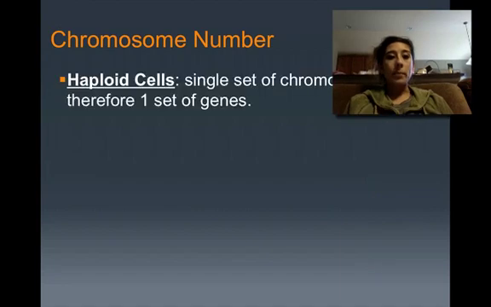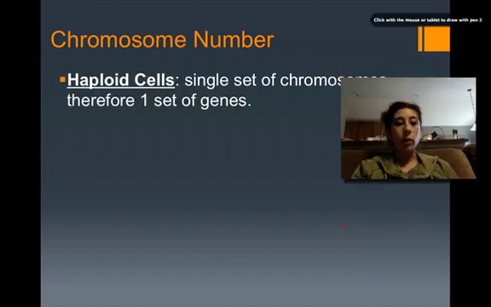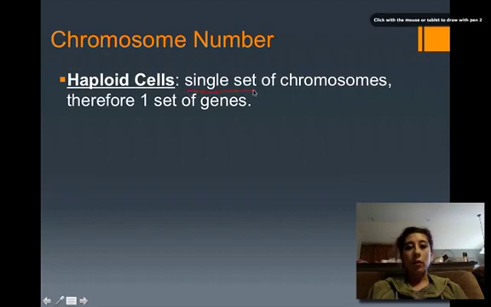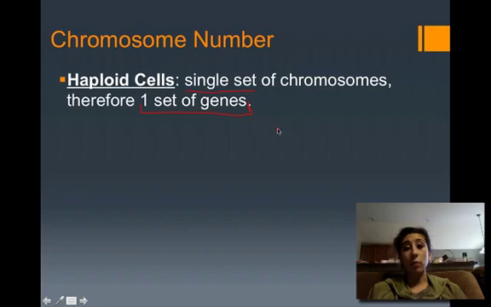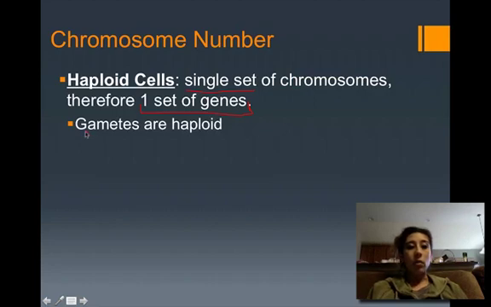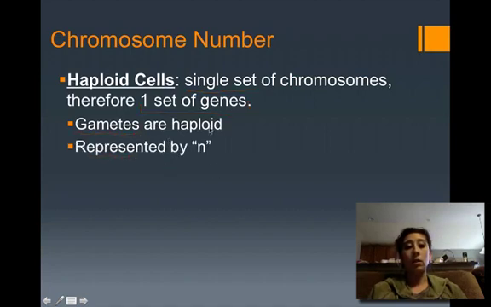Okay? Something that is haploid is where we only see a single set of chromosomes. So we're only going to look at one set of genetic information that's coming from one parent. And we know that the only cells that are haploid are what we call gametes. Gametes are going to be our sperm and our egg. We can represent a haploid cell just by the letter n. So for us, our haploid cells, whether it's the sperm or the egg, only contain 23 chromosomes.